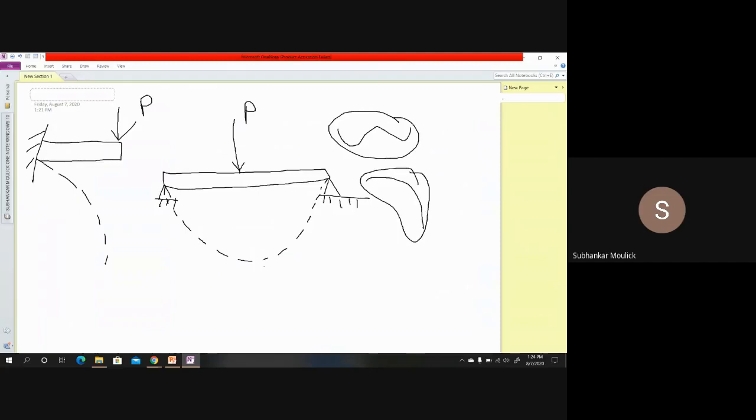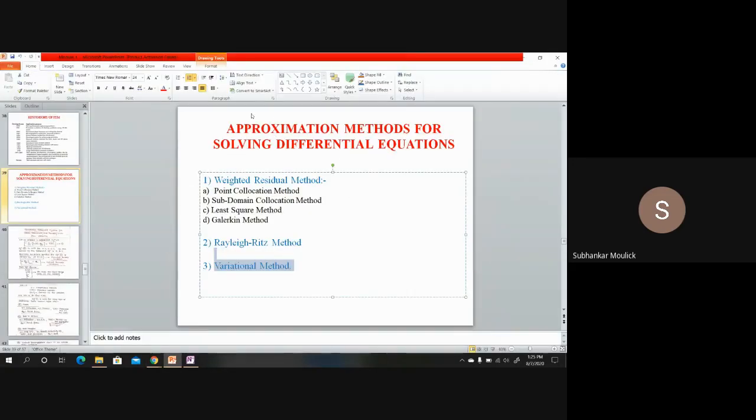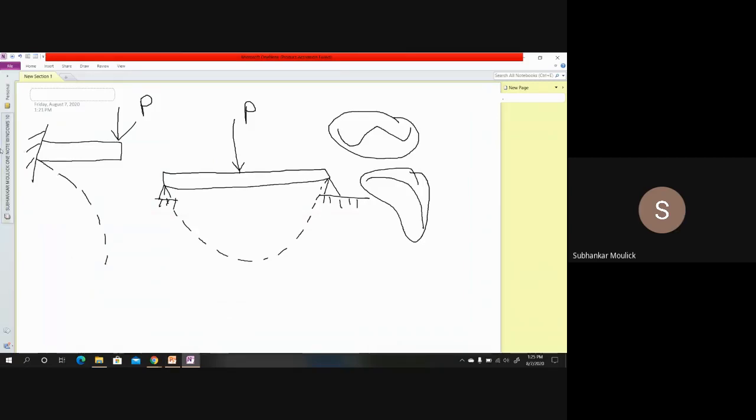How will I depict it? For that, I have to use some approximation methods that are available in FEM. Those approximation methods are the weighted residual method, Rayleigh-Ritz method, and variational method. Inside weighted residual methods, there are sub methods. Those are point collocation method, subdomain collocation method, least square method, and Galerkin method. By these methods, we will find out what is the nature of this curve, whether it is polynomial, whether it is trigonometric, or it is somewhat else.